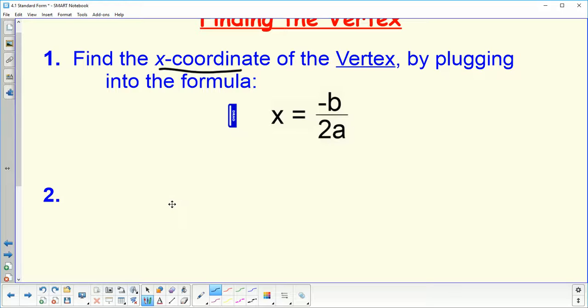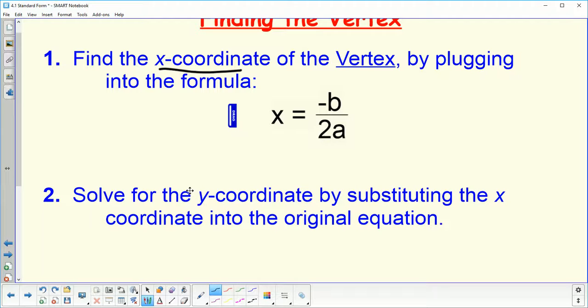Once we have our x-coordinate, we want to then find our y-coordinate. To find this y-coordinate, you're going to substitute the value that you just found in that previous step into the original equation you had. That will simplify, and you'll get your y-coordinate. So every vertex is going to be made up of some x and some y, just a point, an ordered pair.